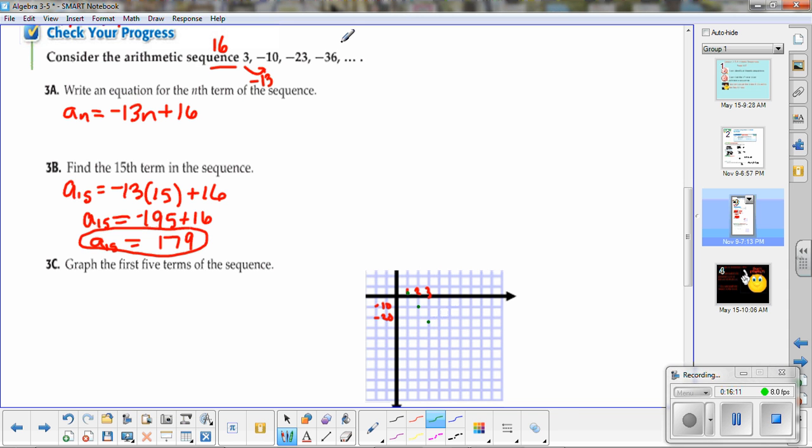And then the fourth term is -36. -10, -20, -30, -36 is about right there. And we're supposed to do the first 5, so the next one after -36, we'd want to take away 13 more, so that'd be at -49. So the fifth term is at -49. These 5 points should fall in a straight line.